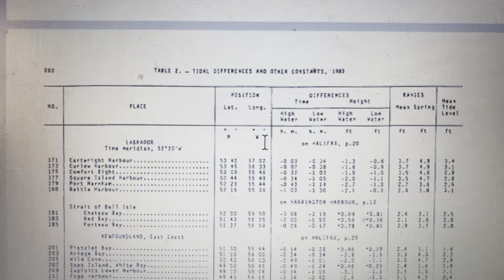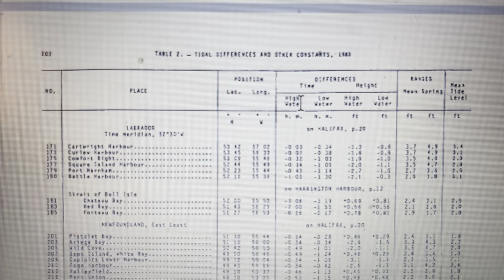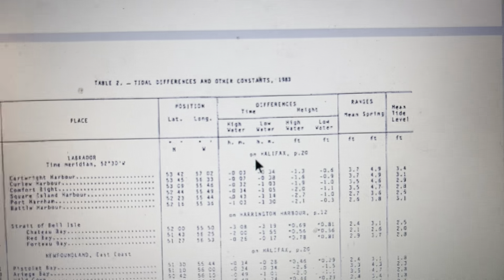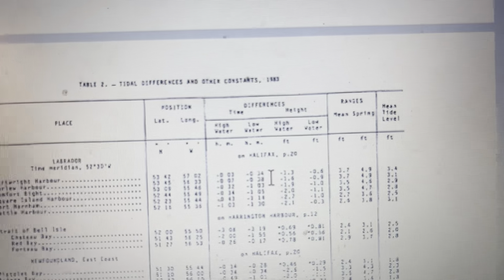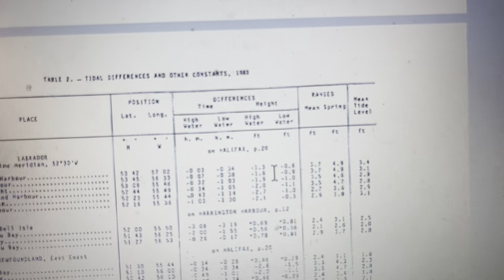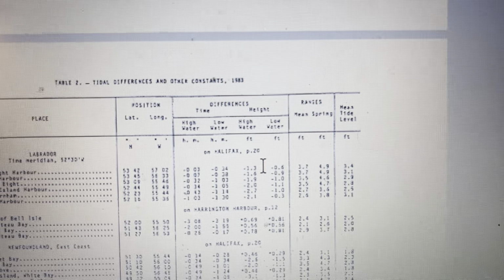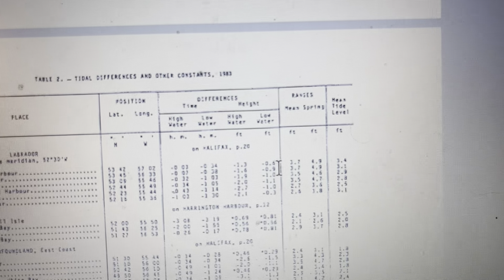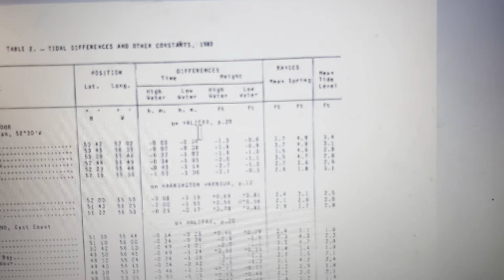So for instance, Cartwright Harbor, let me focus better. Yeah, Cartwright Harbor, you can see the time of high water at Cartwright Harbor happens 3 minutes before it does at Halifax. And low water happens 34 minutes before Halifax. The height of a high water is 1.7 or 1.3 feet above what it will be at Halifax, and the height of the low water will be 0.4 feet lower than it is at Halifax.